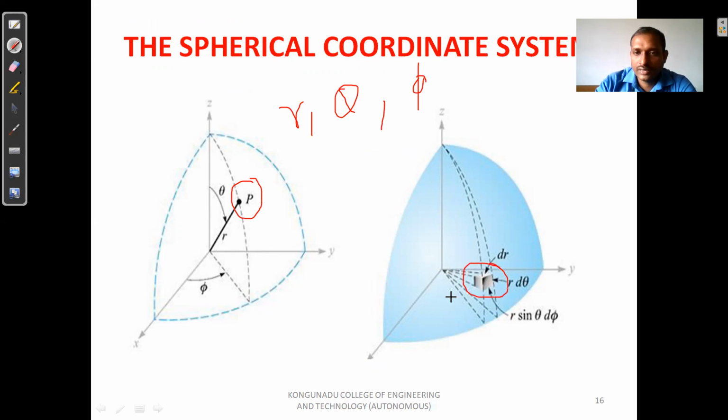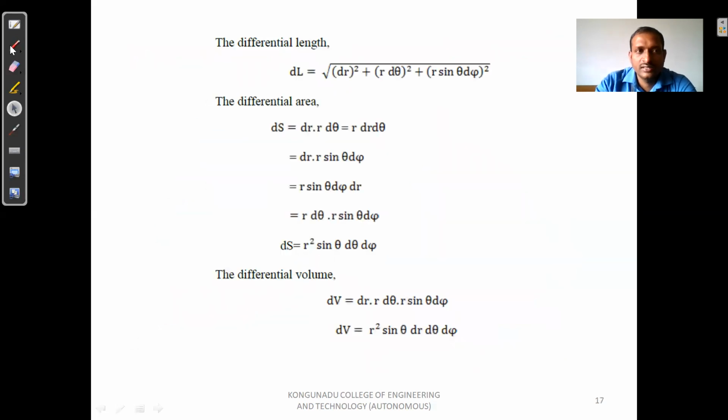In this we have three sides: one is dr, another is r d theta, and the third is r sin theta d phi. From the three sides of the box, we are able to get the differential surface and the differential volume formulas. The differential length in the spherical coordinate system is the square root of dr square plus r d theta square plus r sin theta d phi square. So this is the differential length formula for the spherical coordinate system.